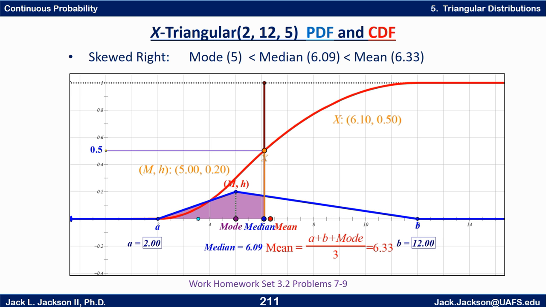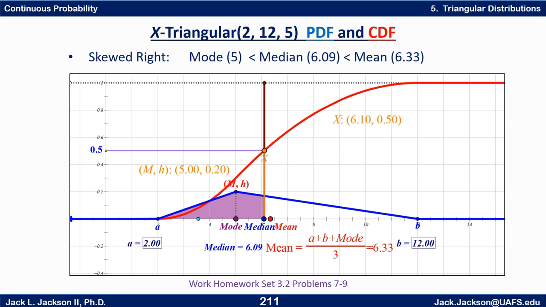In this case, the mode, of course, is given to be 5. The mean, if I do my formula, 12 plus 2 plus 5, that's 19, divided by 3 is 6.3 repeating. And the median, well, I found it by just sliding across here. According to what I have here, the median looks to be about 6.09. And then we get a probability to the left of that of 0.5.